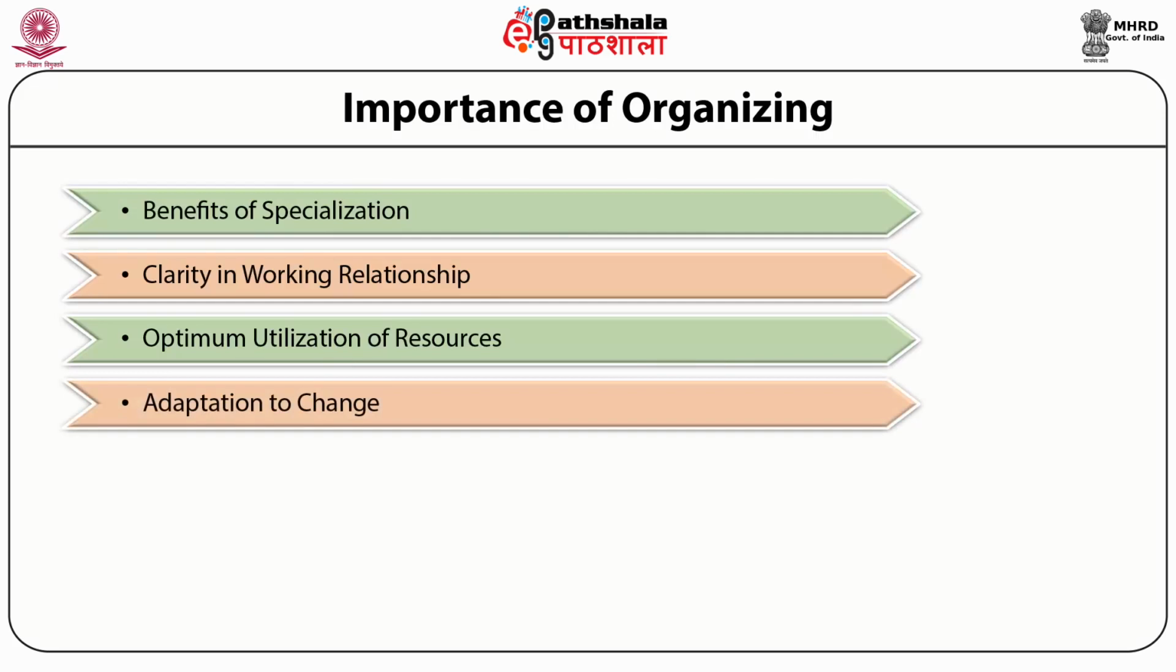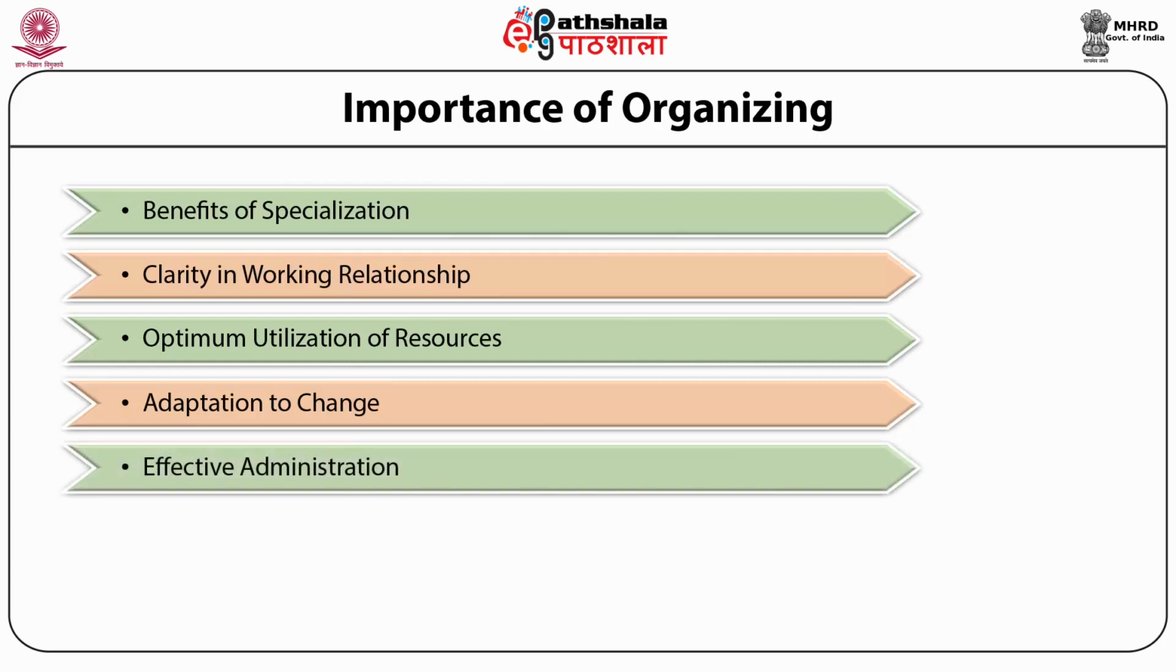Adaptation to change. Organizing process makes the organization capable of adapting to any change. This becomes possible only because there exists a clear network of relationships right from the top to the lower level. It also makes communication of any sort easy and effective.